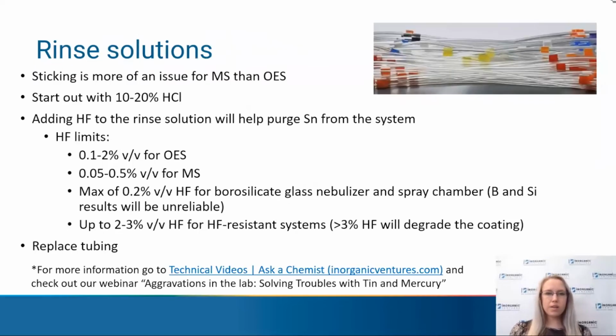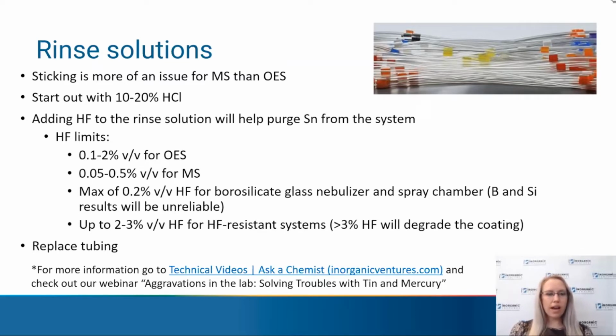So lastly, we're going to talk about which rinse solutions you want to use for tin. We don't really see a whole lot of sticking in ICP OES. It's really more of an issue for mass spec. So we recommend starting out with a 10 to 20% hydrochloric acid rinse solution. A pretty high hydrochloric acid is going to be required to rinse out your tin.